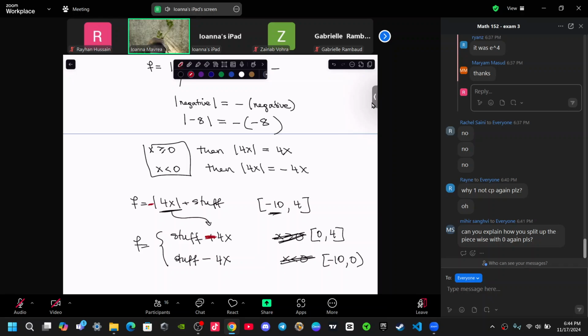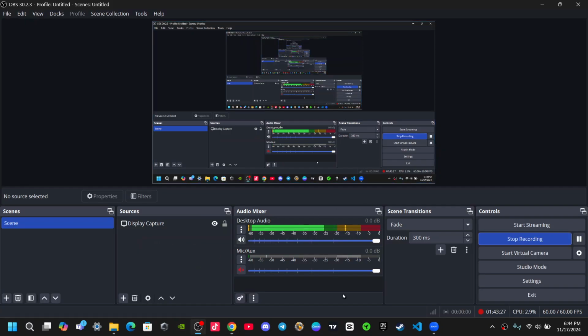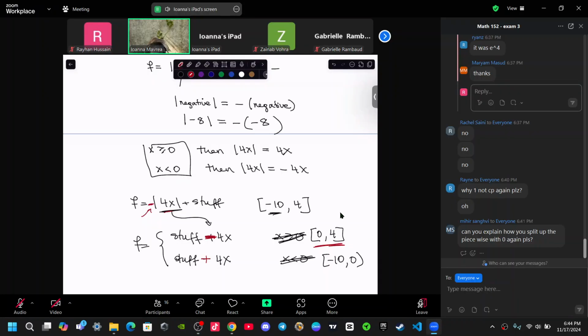If x is positive, you keep it as is. You just take away the absolute values. If x is positive, you just take the absolute values off, write everything as is. If x is negative, you take the absolute values off and change the sign in front of it. So this, in this case, will become positive. You just change the sign. Okay, so you split it up, but when you split it up, you write out the domain, right?